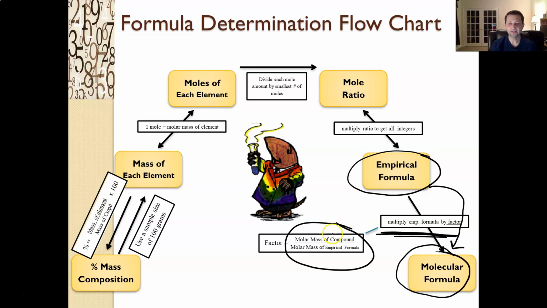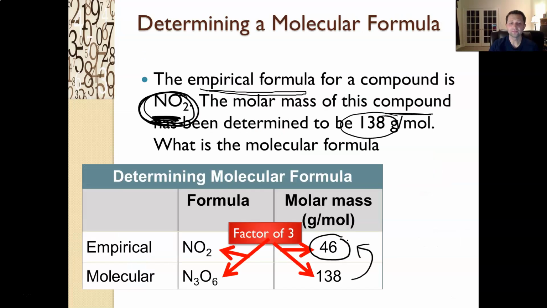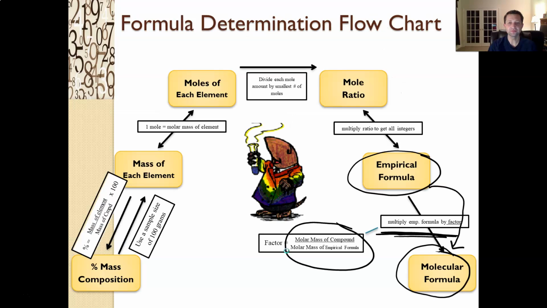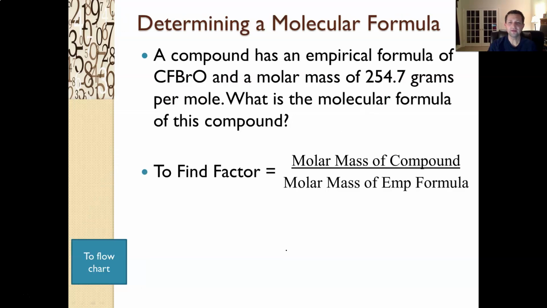You take the molar mass of your compound, divide it by the molar mass of your empirical formula to see what your factor is. The last example, the factor was 3, right? So you did 138 over 46 gives you 3. So we knew our factor was 3 to do the problem. So here, to find the factor, we do the molar mass of the compound over the molar mass of the empirical formula. So the factor is going to be molar mass of the compound, 254.7 grams.